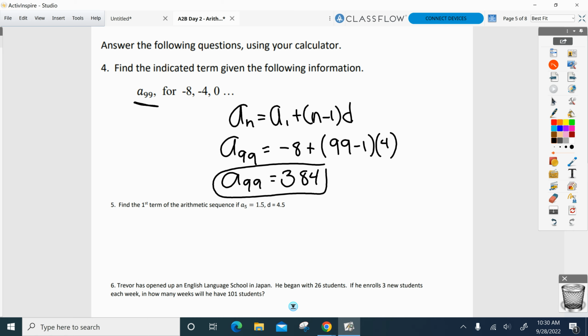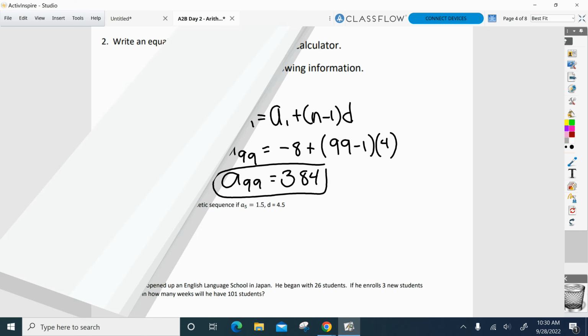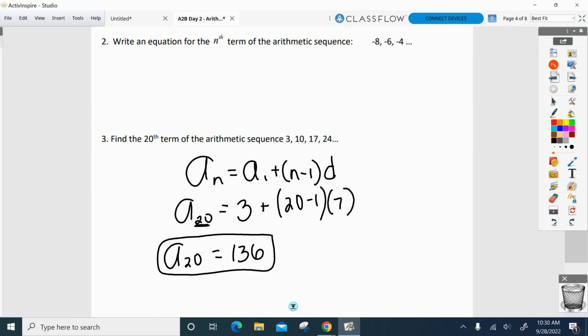So let's go back to number 2. So here's my sequence: -8, -6, -4. I want an equation for the nth term, meaning if I plug in 1 to your formula, I should get out -8. Kind of like the formulas we did at the beginning of class today. Remember those? I plug in 2, I should get the second term. I plug in 3, I should get the third term, -4. That's what I'm looking for.